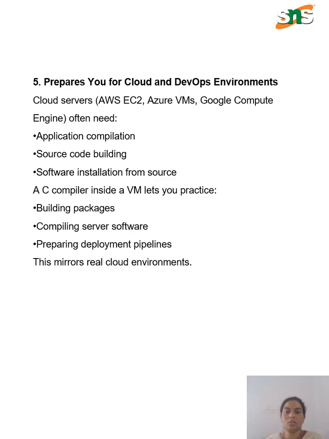And when we talk about the C compiler inside a virtual machine, it is basically for building packages, for compiling server software, and for preparing deployment pipelines. And then this is the mirror which reflects the cloud environment. So this is all about the role of the C compiler for working in the virtual environment. So this is for building all such packages. So that is the main usage of the C compiler in a virtual machine.